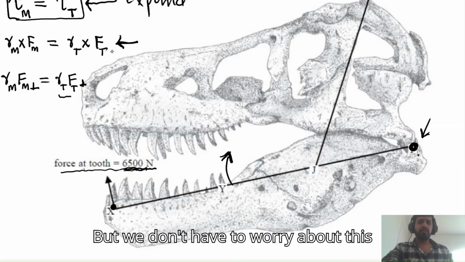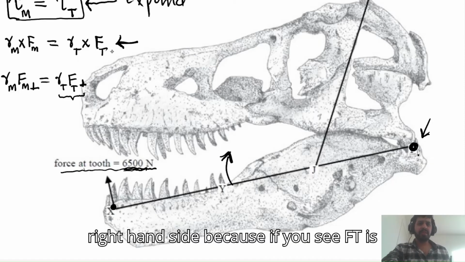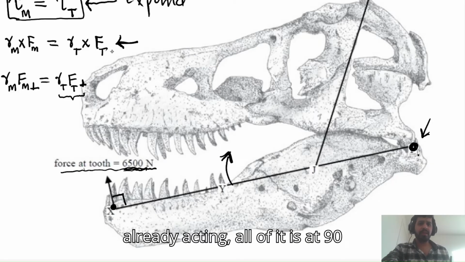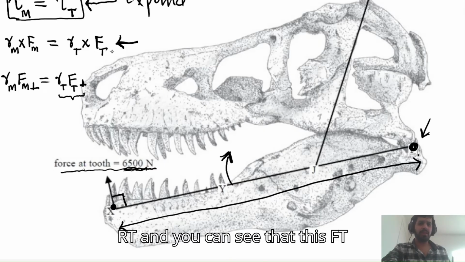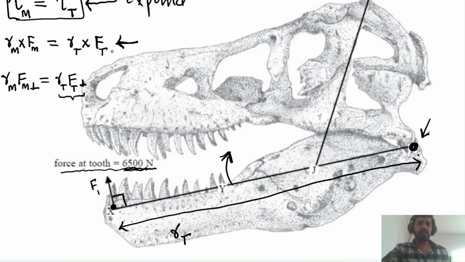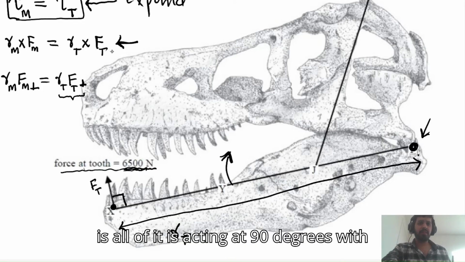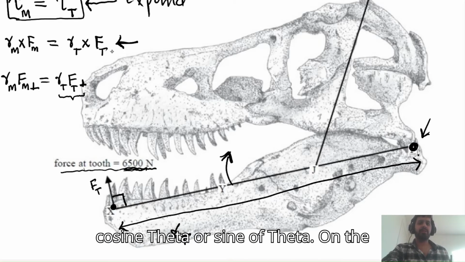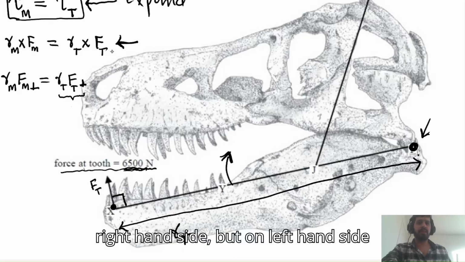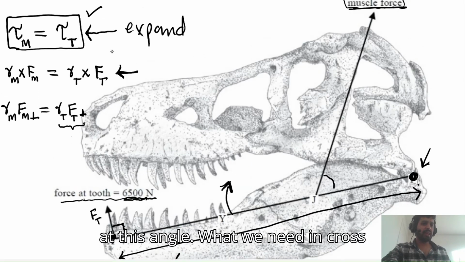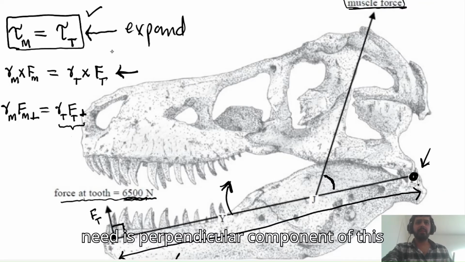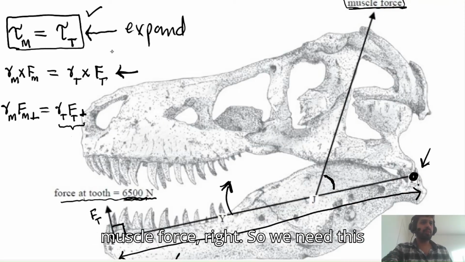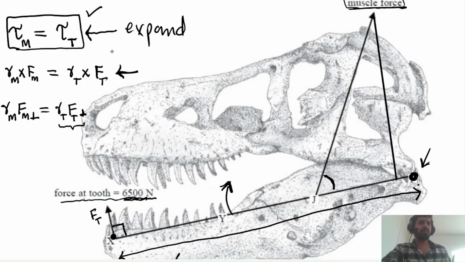of FT. But we don't have to worry about this right hand side, because if you see, FT is already acting, all of it is at 90 degrees with this R for this force, right? So this is RT, and you can see that this FT is, all of it is acting at 90 degrees with RT. So you don't have to worry about cosine theta or sine of theta on the right hand side. But on left hand side, you can see that muscle force is acting at this angle. What we need in cross product is not this muscle force. What we need is the perpendicular component of this muscle force, right? So we need this force right here, and we will call it F muscle perpendicular.